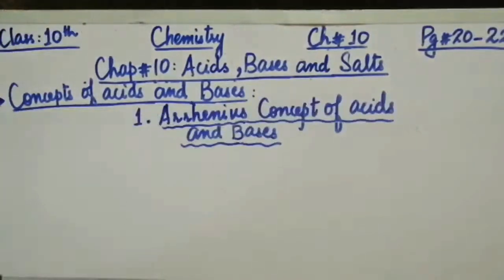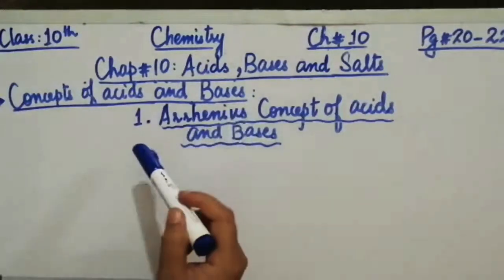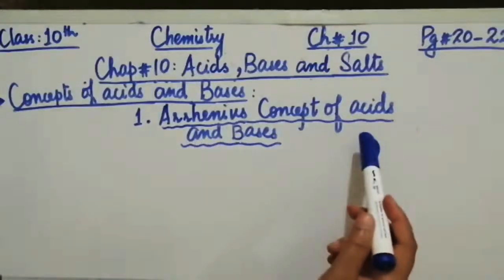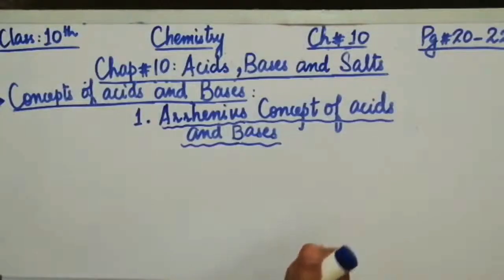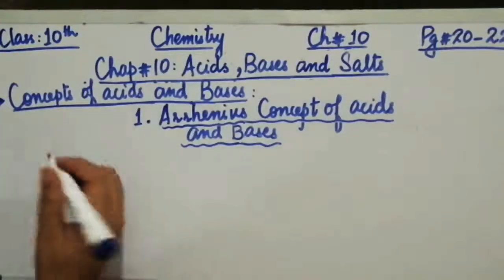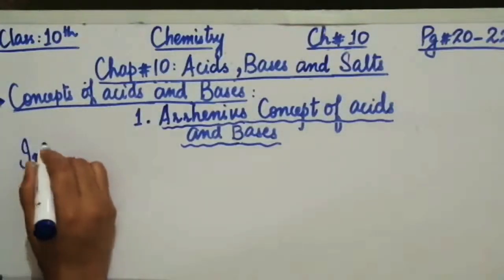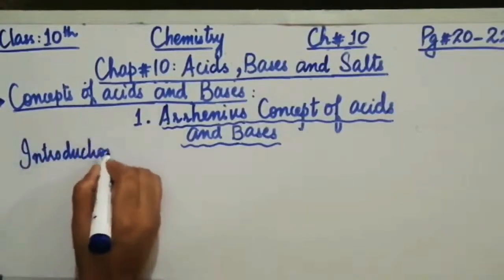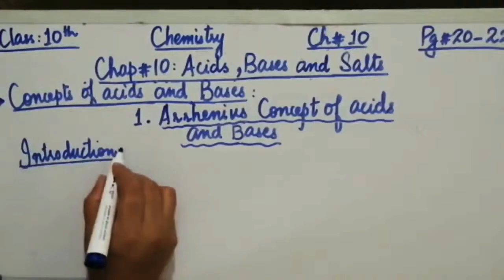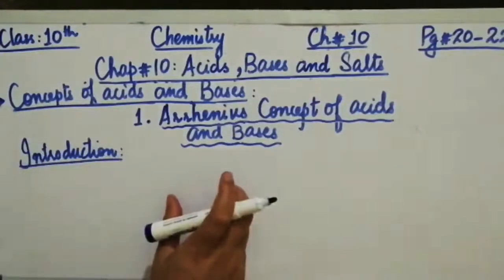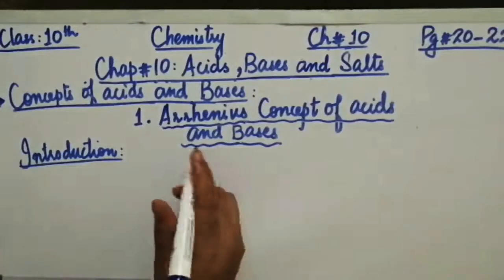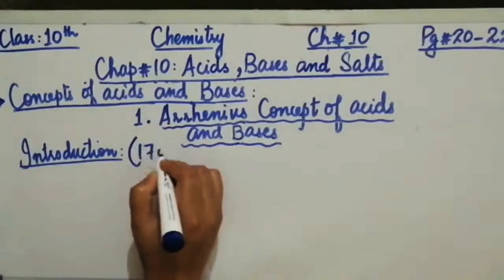Now I'm going to start the concepts of acids and bases, and the first concept in front of us is the Arrhenius concept of acid and base. First, the introduction. In fact, Arrhenius discovered the concept of acids and bases in 1787.